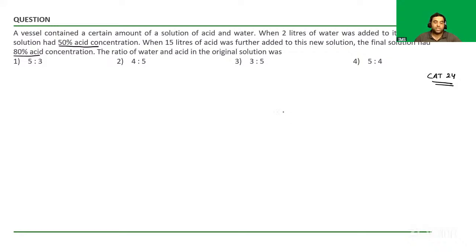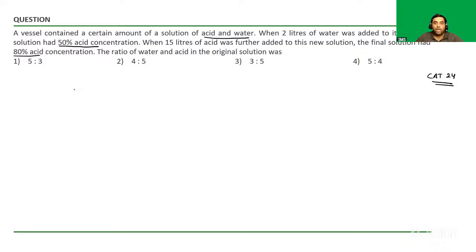Now, if you look at this question again, it says initially it is acid and water. When 2 liters of water was added to it, the solution became 50% acid concentration. So that means the moment I add 2 liters, it is 50% acid and 50% water. That means the volume of acid and water becomes equal the moment I add 2 liters of water into this. So can we take it from that?